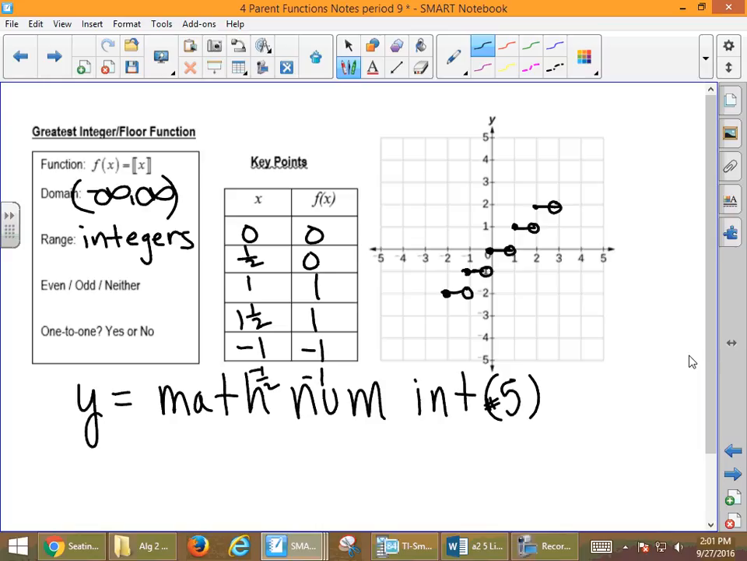In terms of even, odd, or neither, remember even is symmetric with respect to the y-axis. Odd is symmetric with respect to the origin. And then there's neither. And it's not symmetric with respect to the y. It's not symmetric with respect to the origin. No, it's definitely not symmetric. It's neither. And then is it one-to-one? It fails the horizontal line test. If we draw a horizontal line, we touch in more than one spot here, so it also is not one-to-one.